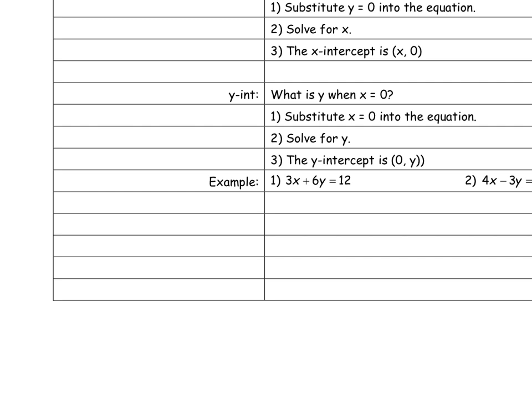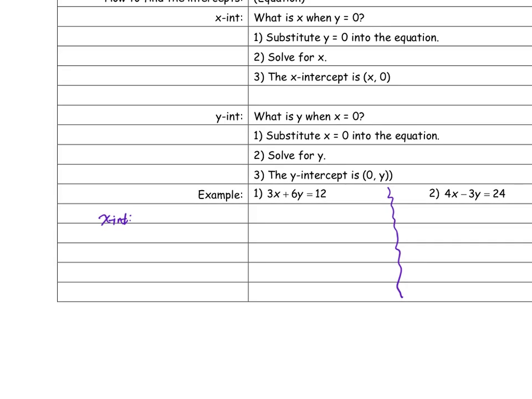So I'm just going to kind of draw a line here. So I have a little bit of room. Because I have room over here, I can write. So I want to find my x-intercept. And this is kind of how I organize it. So to find my x-intercept, what does it say to do? Substitute y equals 0 into the equation. So wherever there's a y in my equation, and this is the equation I'm working with, I'm going to put 0. So I get 3 times x plus 6 times 0 equals 12.